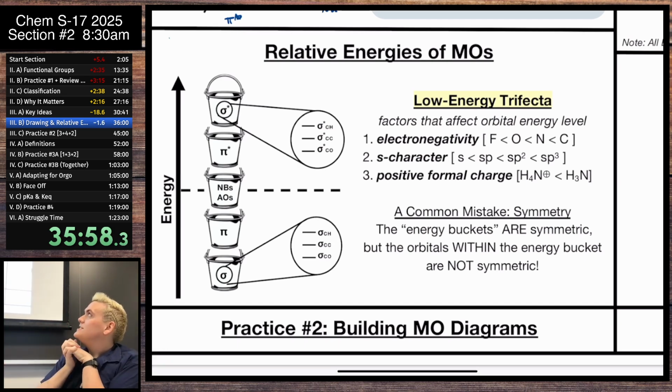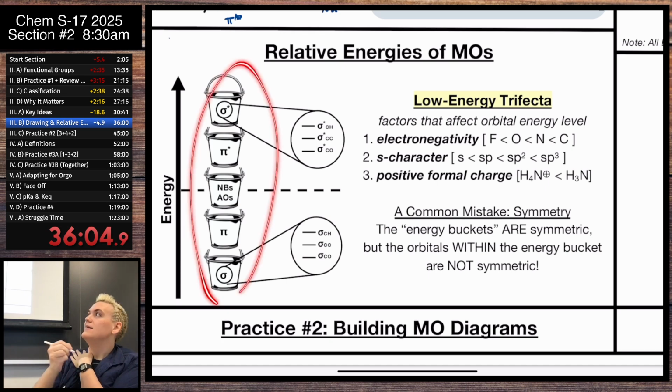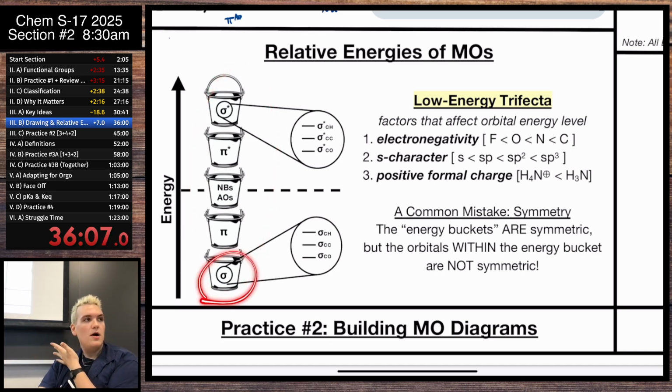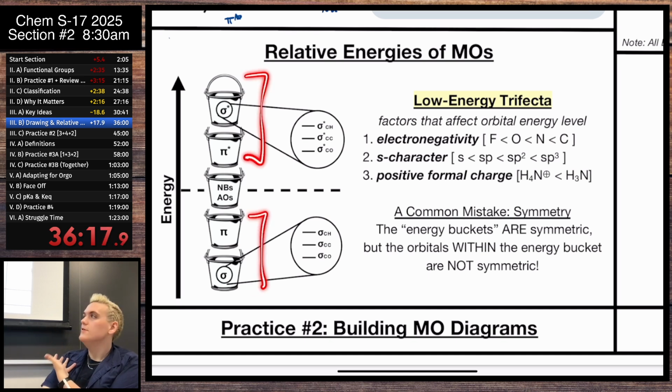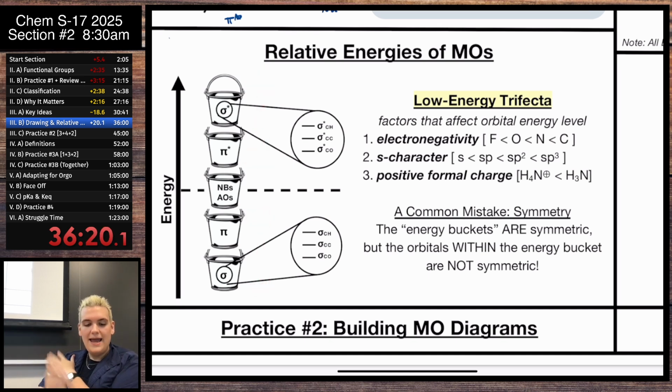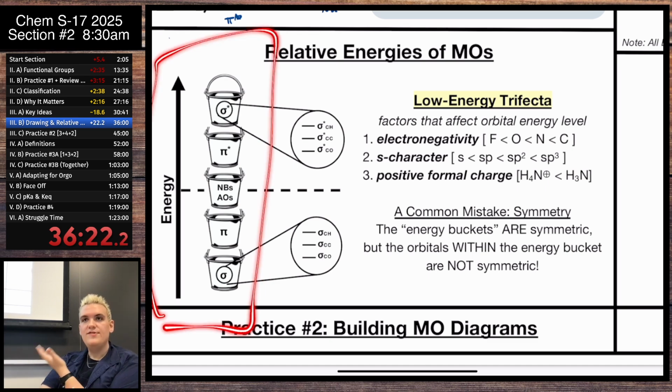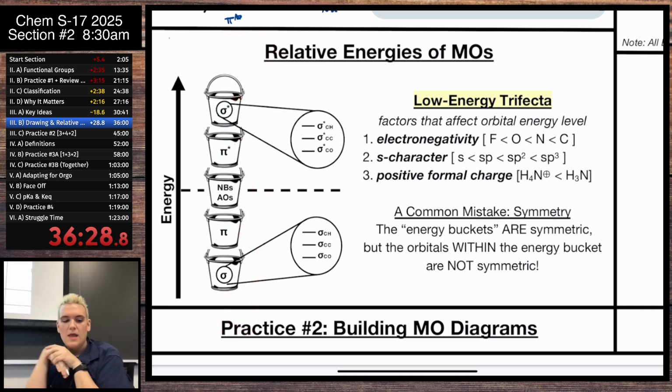Then relative energies of our molecular orbitals. The way I like to think about this is we have kind of energy buckets here, where the sigma bonds are going to be the lowest in energy generally, then the pi bonds, then the non-bonding or atomic orbitals, then the pi star, then the sigma star, with our anti-bonding ones being higher in energy, our bonding ones lower in energy. And this is an order of energy levels that you will just need to memorize: the sigma's lowest, sigma star is the highest, then the pi and pi star.